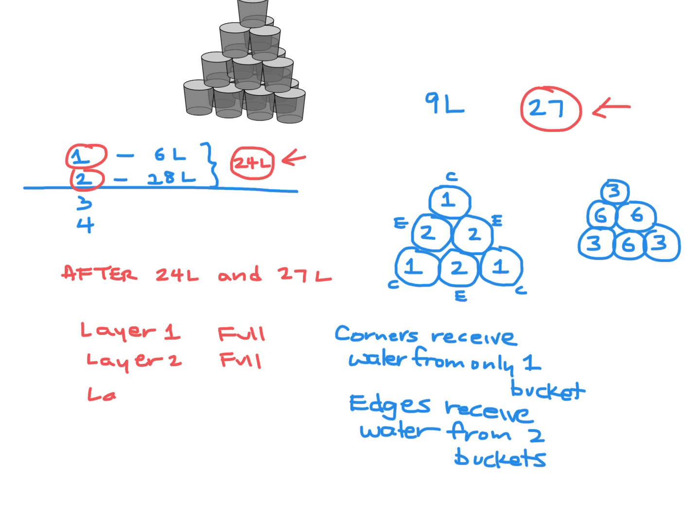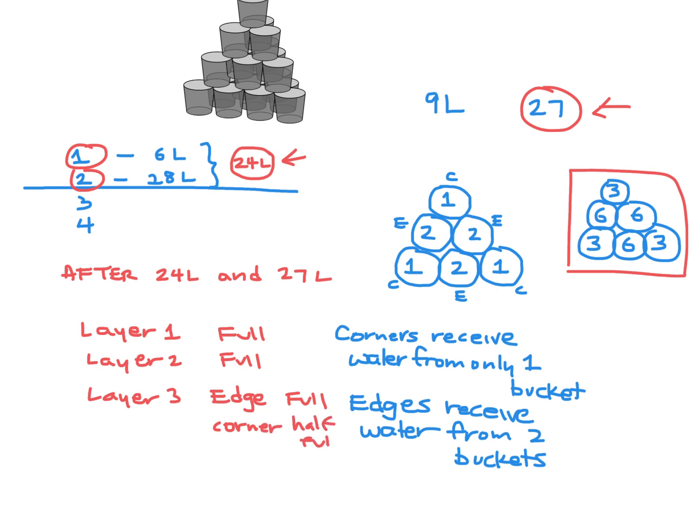But layer 3 is in this scenario, which can be described as follows: the edge buckets are full, but the corner buckets are half full. They only have 3 liters. Got it? And we have poured in that much. So 24 plus 27, which is 51. We've poured in 51 liters so far.